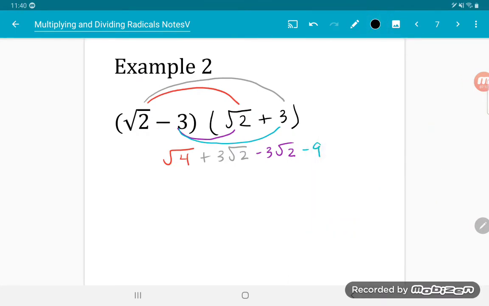Just as before, those middle terms are going to cancel because 3 square root of 2 minus 3 square root of 2 is going to give me a 0. So I have square root of 4 minus 9. 4 is a perfect square. Square root of 4 is 2. And 2 minus 9 is going to give you a negative 7 for your final answer.